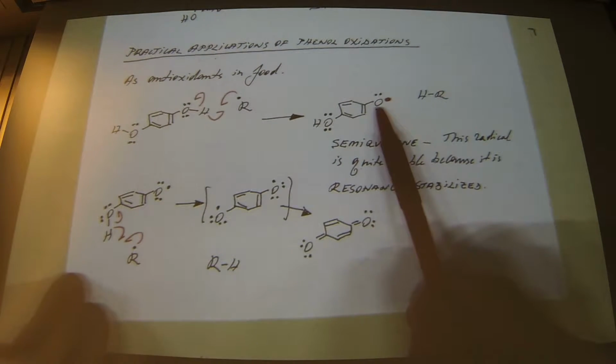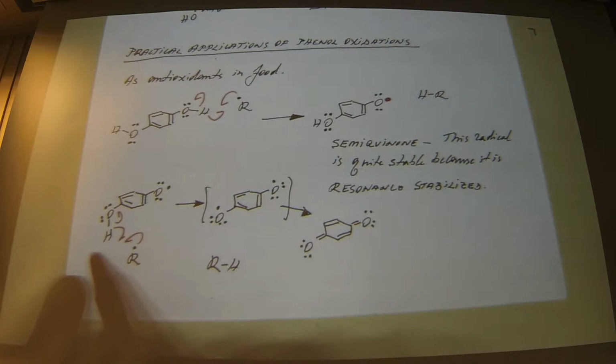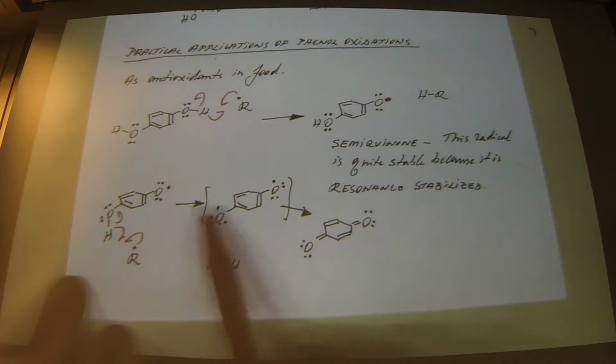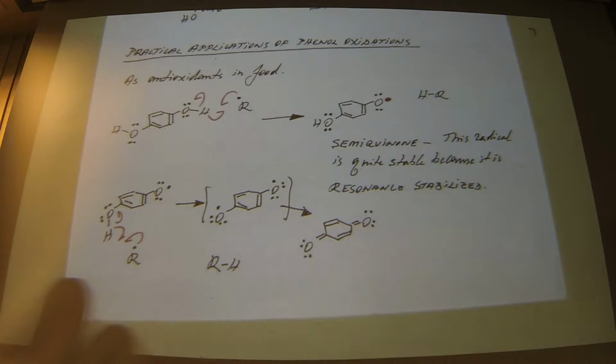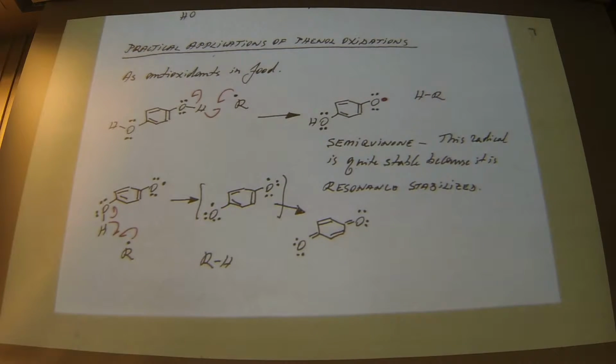Semiquinone radicals are quite stable, and so they have enough of a lifetime that you can then extract another hydrogen atom from the other end. And if you just draw the resonance structures for this diradical, it turns out it's nothing other than the quinone itself. So to go from the hydroquinone, the para-dihydroxybenzene, to quinone, this takes place in two steps: hydrogen atom extraction, hydrogen atom extraction.